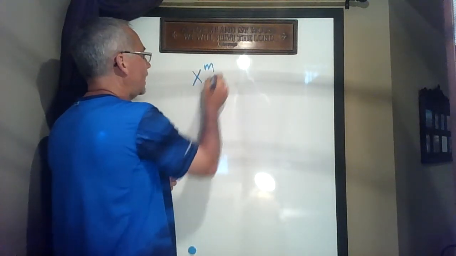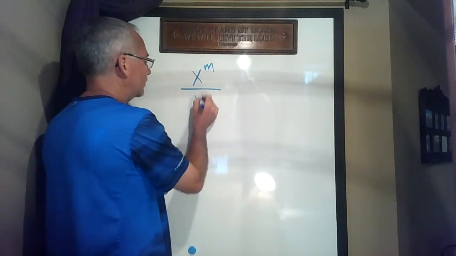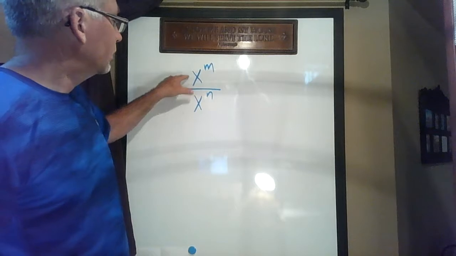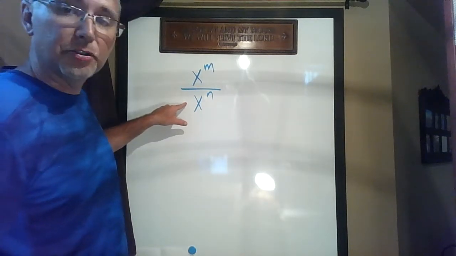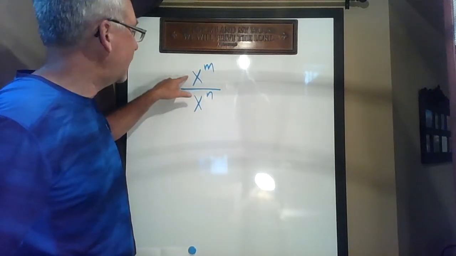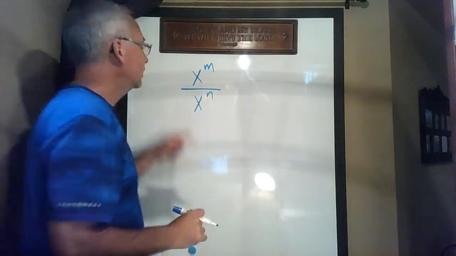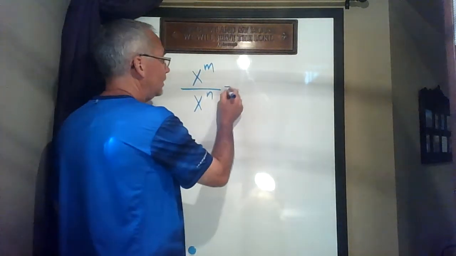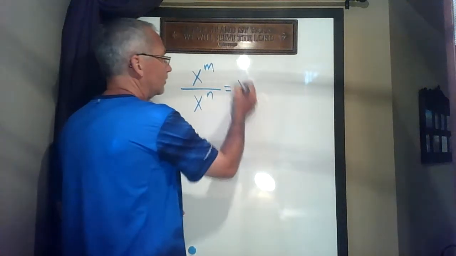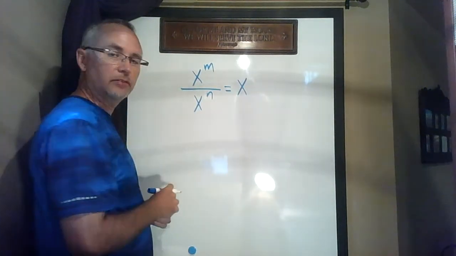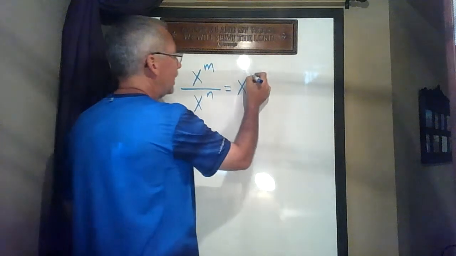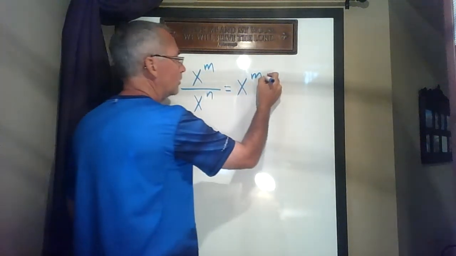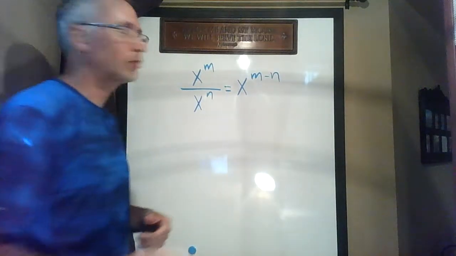our rule. If I have x to the m over x to the n, and again, a fraction is really just a miniature division problem. So x to the m over x to the n is really x to the m divided by x to the n, which then gives me the simplified answer of x, because that's the same base. And then it's x to the m, the top one, minus the bottom one. And there's our example right there.